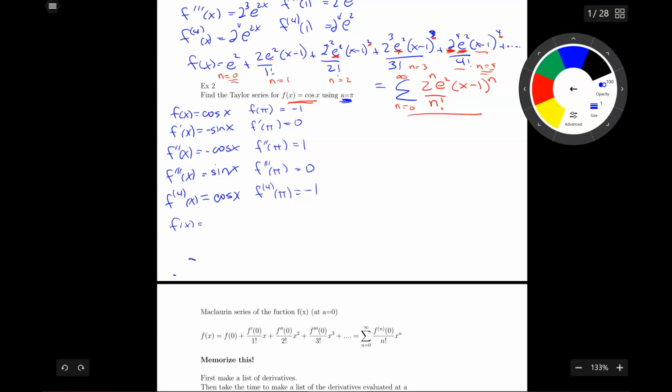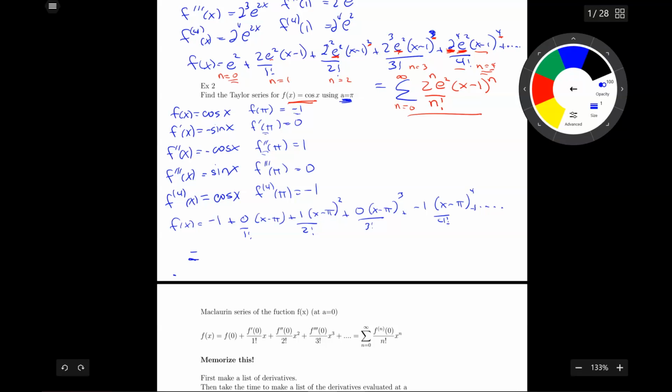So our function is, so you start with f of pi, so it'll be -1 plus f prime of pi, 0, x minus pi over 1 factorial. I'm just going to put these 0 terms in for effect in the beginning, and then I'll erase them. Plus, so now I'm moving on to the second derivative, which is 1, x minus pi squared over 2 factorial, plus 0, x minus pi cubed over 3 factorial, plus a -1, x minus pi to the 4th over 4 factorial. And it goes on forever.